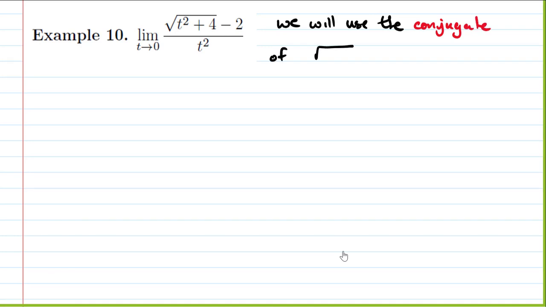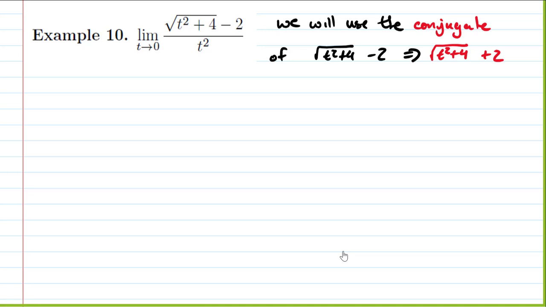We will use the conjugate of the square root of t squared plus 4 minus 2. Remember, to find the conjugate of a binomial, you always change the sign on the second part. So its conjugate would be the square root of t squared plus 4, but instead of minus 2, we change the sign to a positive 2.